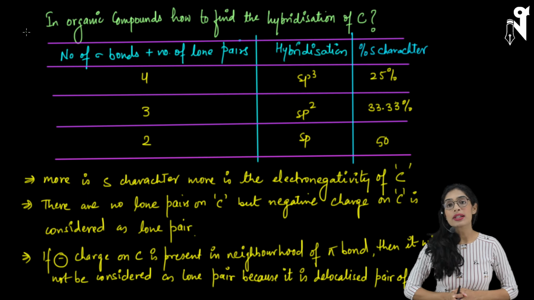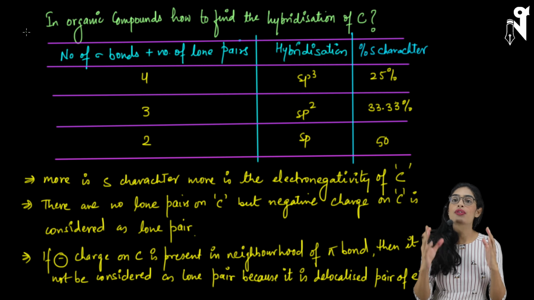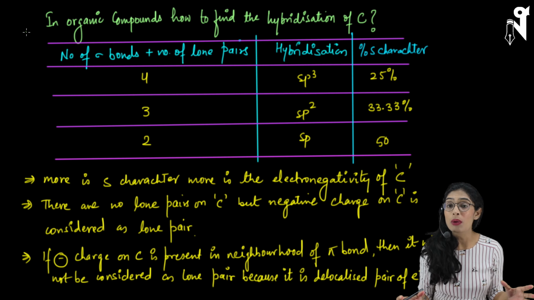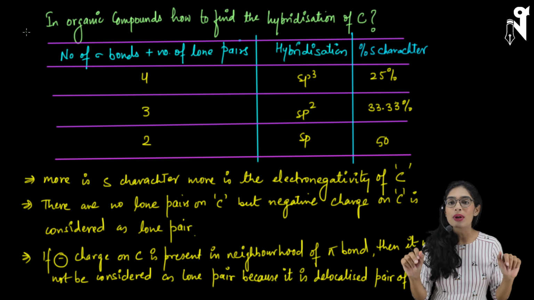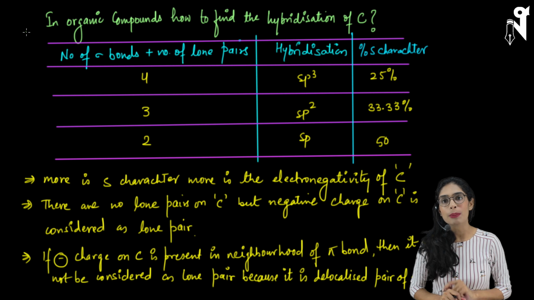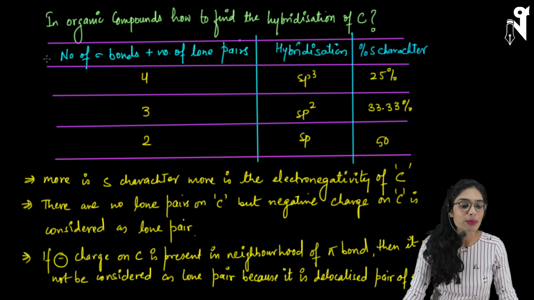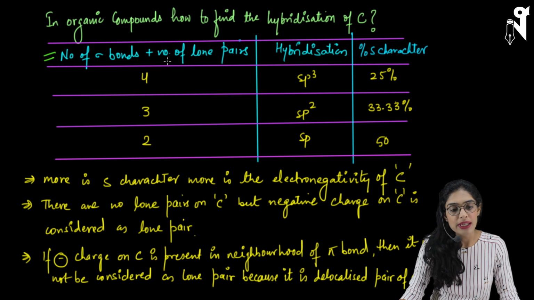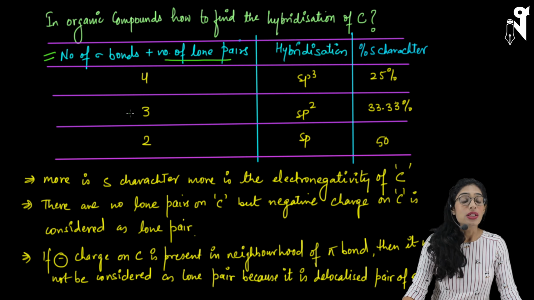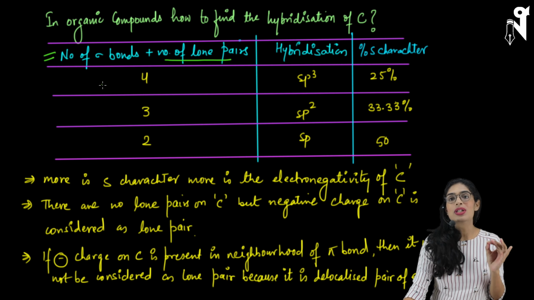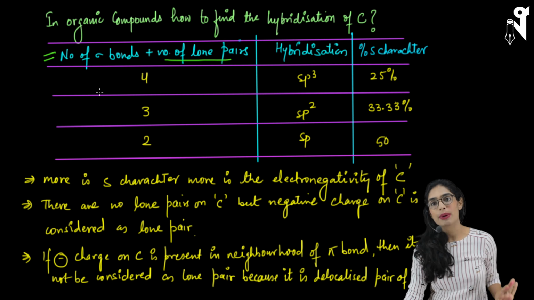So now we have to understand how to find out the hybridization of carbon in an organic compound. We follow a certain formula to figure out the hybridization of the carbon in the whole series. So what is that formula? The formula is number of sigma bonds plus number of lone pairs. This gives you the hybridization.